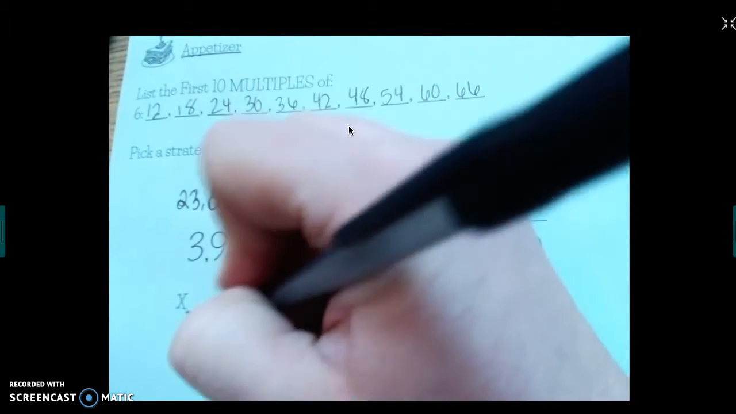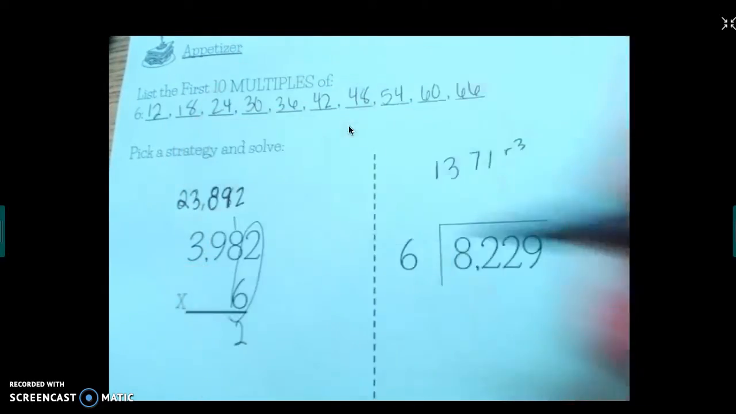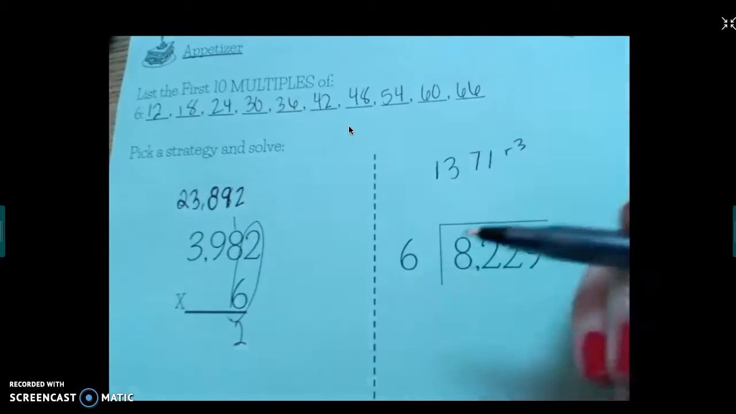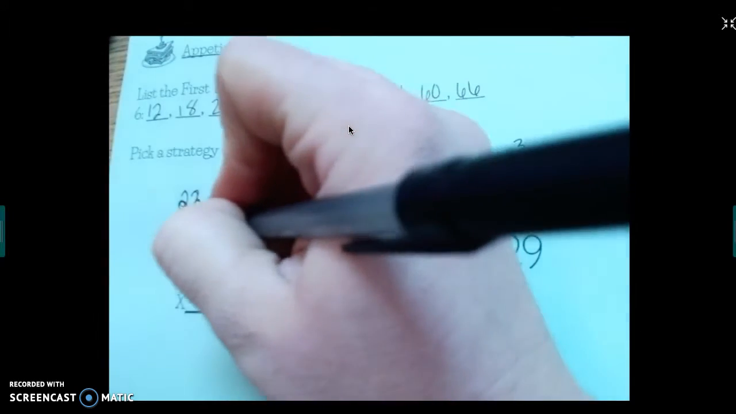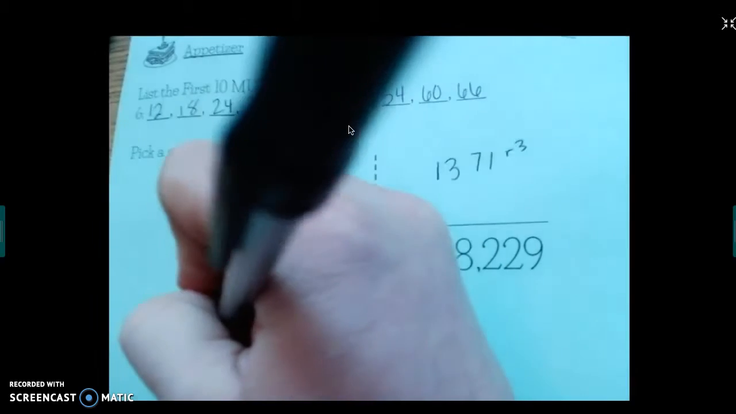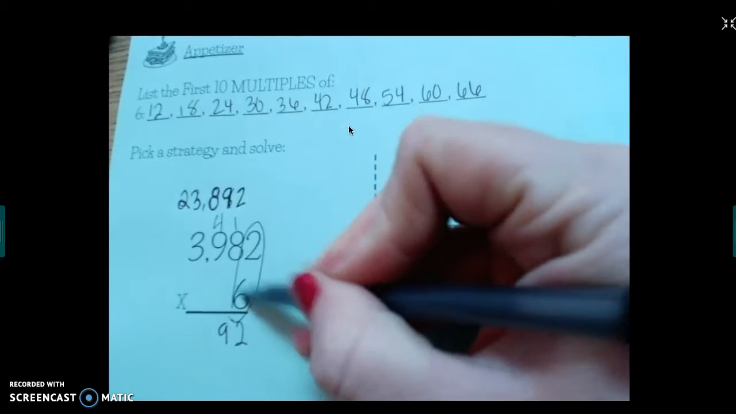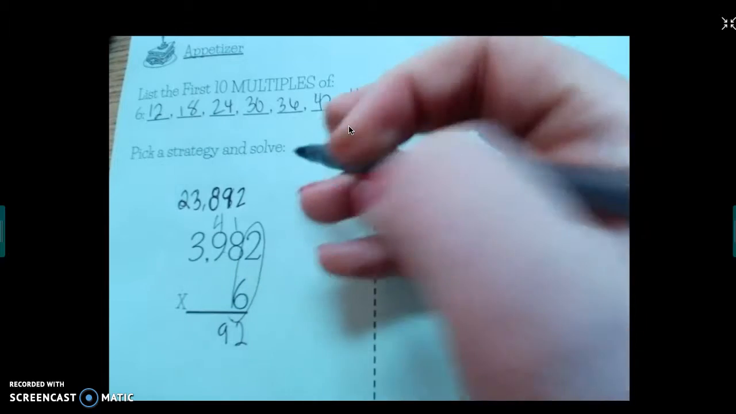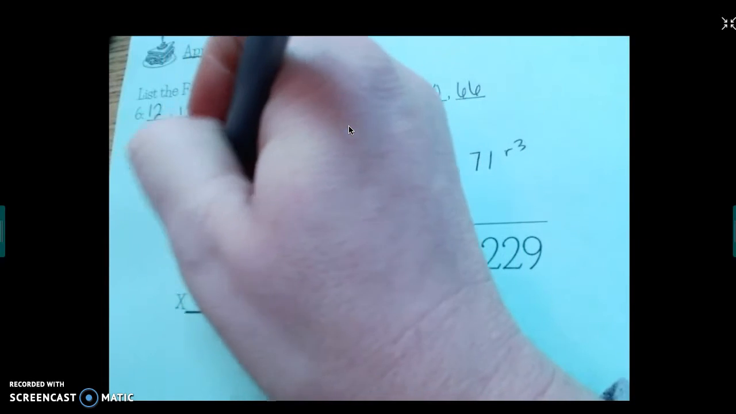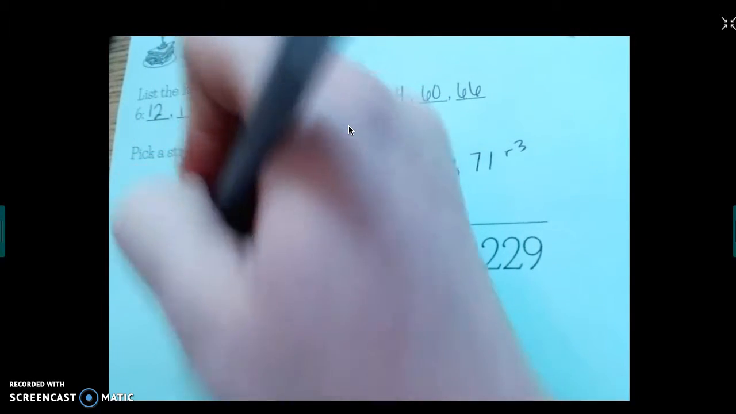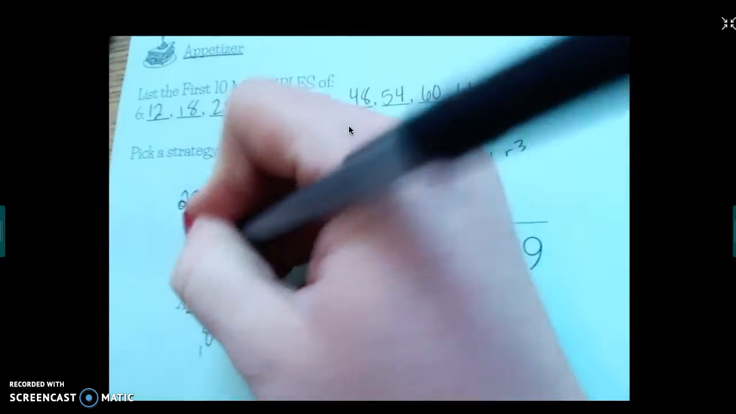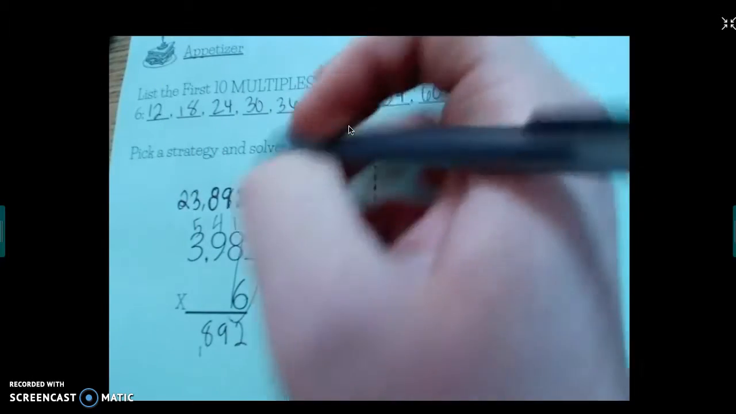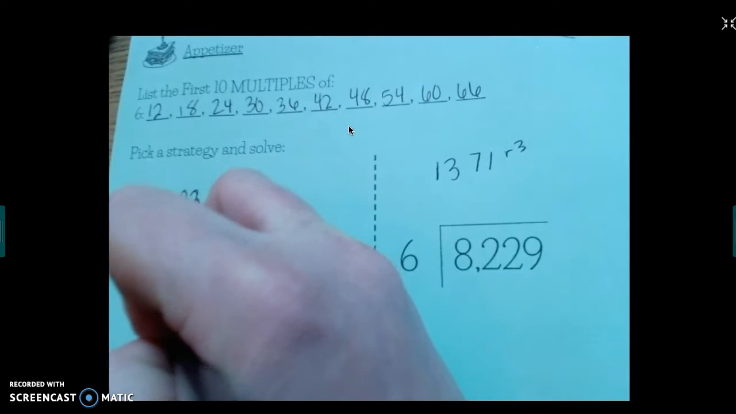6 times 2 is 12. Carry the 1, put the 2 below. 6 times 8 is 48. Plus 1 is 49. 6 times 9 is 54. Plus 4 is 58. 6 times 3 is 18. Plus 5 is 23.